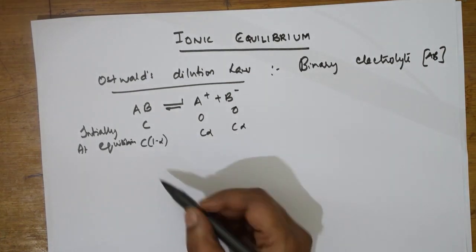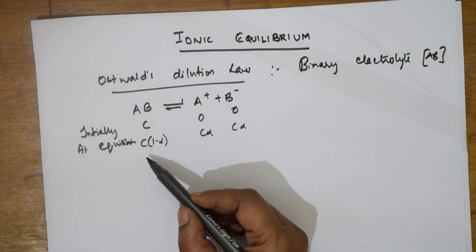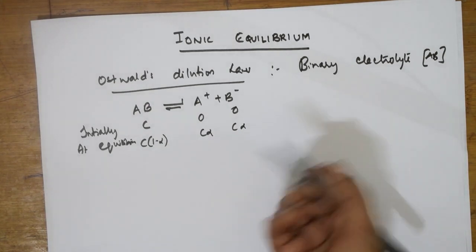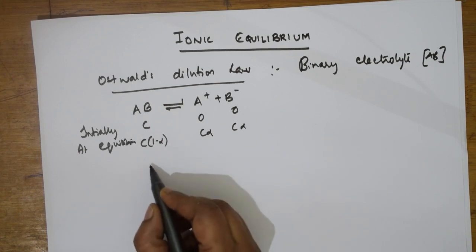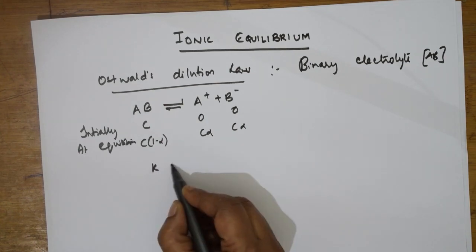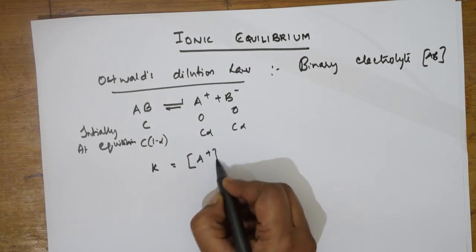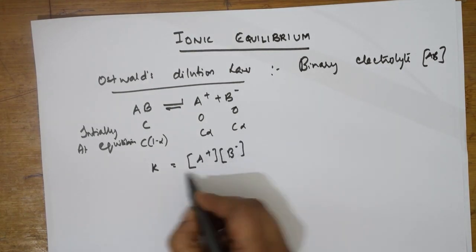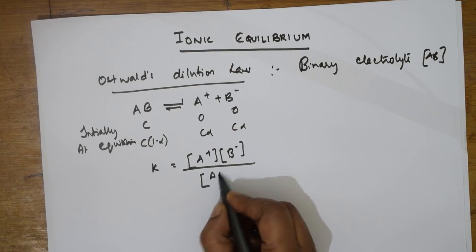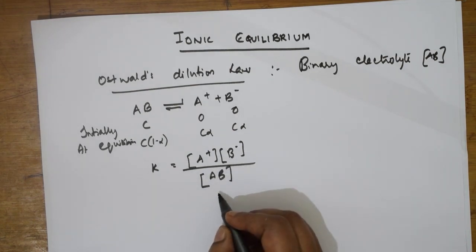Right, now what is C? C is the initial concentration of the electrolyte and alpha is the degree of dissociation. Now when I have to write the equilibrium constant, K is equal to product by reactant, that is, the concentration of the products divided by the concentration of the reactant.